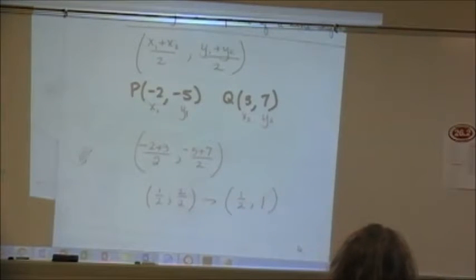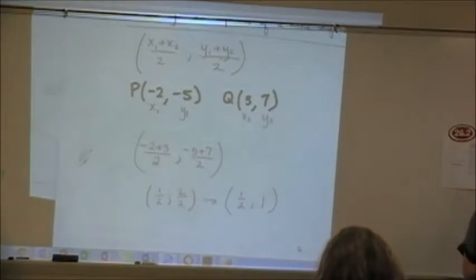One more, and this is the same formula, but it's using it backwards.